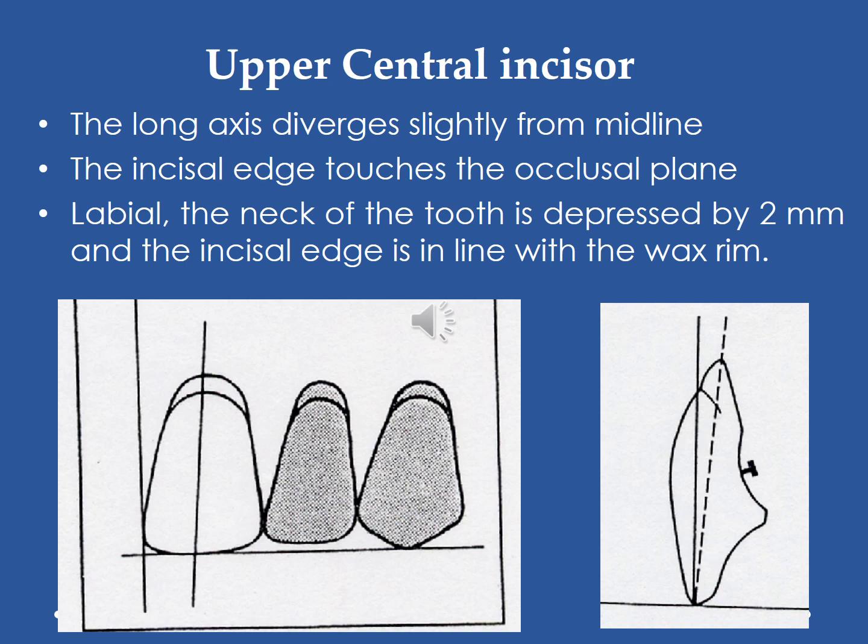The long axis of the tooth should diverge slightly from the midline. So the long axis goes distally. The neck of the tooth goes distally while the incisal edge is medial. The incisal edge touches the occlusal table of the articulator. Labially, the neck of the tooth is depressed by 2 millimeters when we look at the tooth from the side, or the profile view, and the incisal edge is in line with the wax rim.